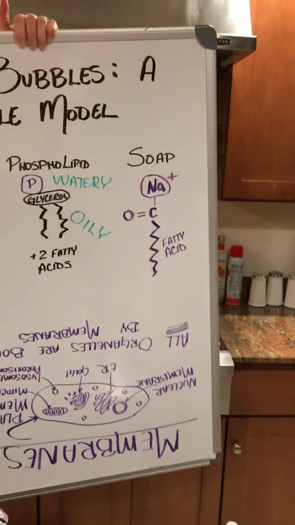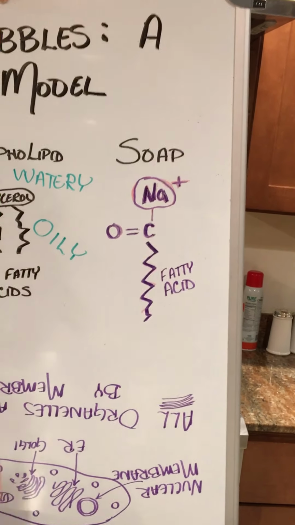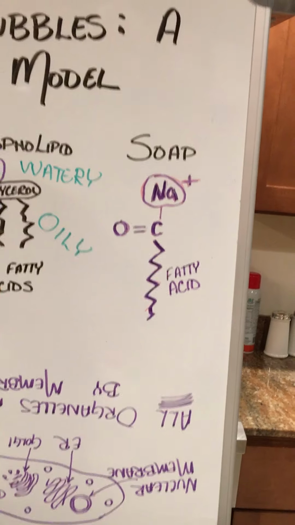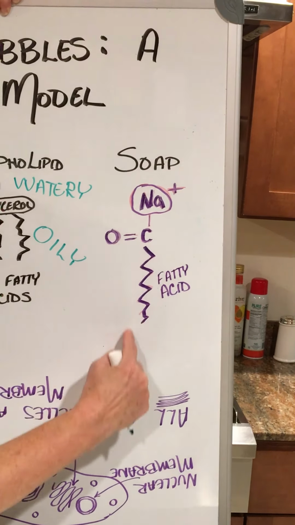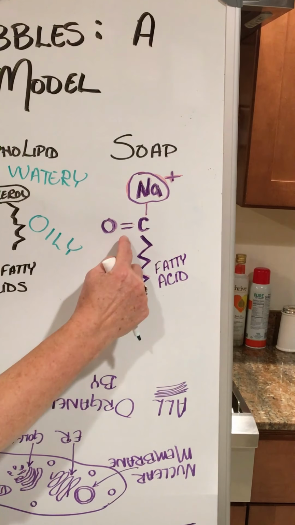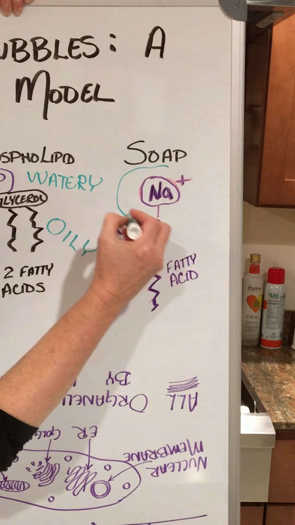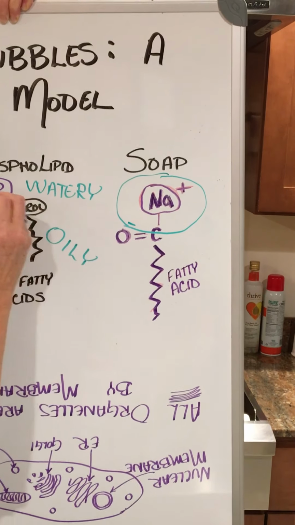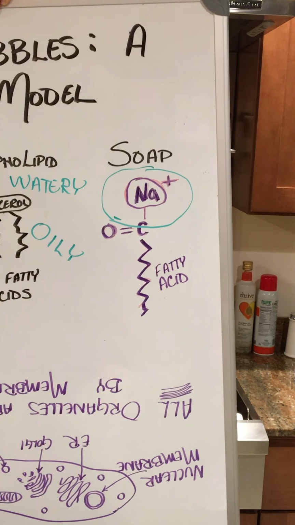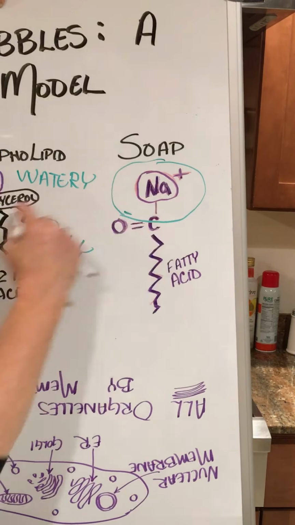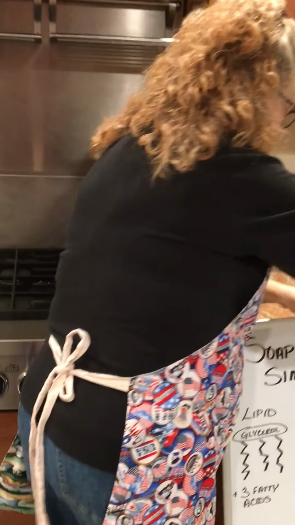Only this part of the molecule, instead of a phosphate, it has a sodium. And that sodium has a little charge to it, positively charged. So here you've got the sodium, a carbon double bonded to an oxygen, and again the fatty acid. So instead, it only has one fatty acid, and again, this part up here is watery, just like in a phospholipid. So a soap and a phospholipid are very similar in that behavior, that they've got a watery head and they've got oily tails. Now, I want to show you what soap is made out of.